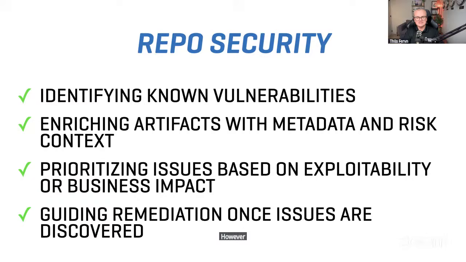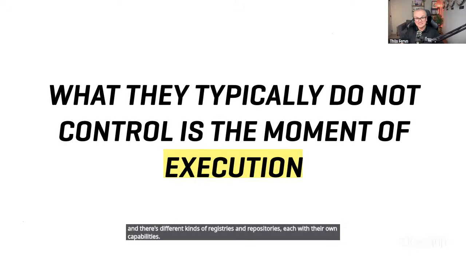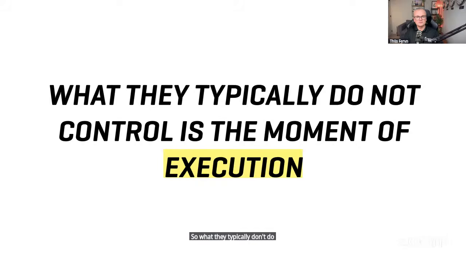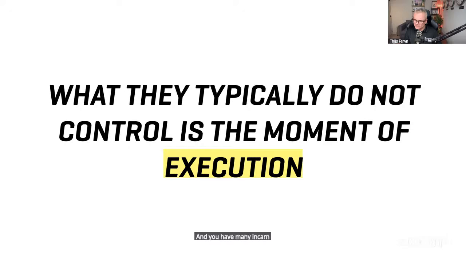However, all of that happens at rest. A lot of it could be filtered out, but in a lot of cases, it's either not dangerous at rest, only at execution, and there's different kinds of registries and repositories, each with their own capabilities. So what they typically don't do is control the moment of execution. And that's where a virtual registry, like the one we develop or like the one other companies develop, I mean, this is not a product pitch, right? This is me just positioning the concept of a virtual registry. And you have many incarnations of it. I'll just do it from my perspective.